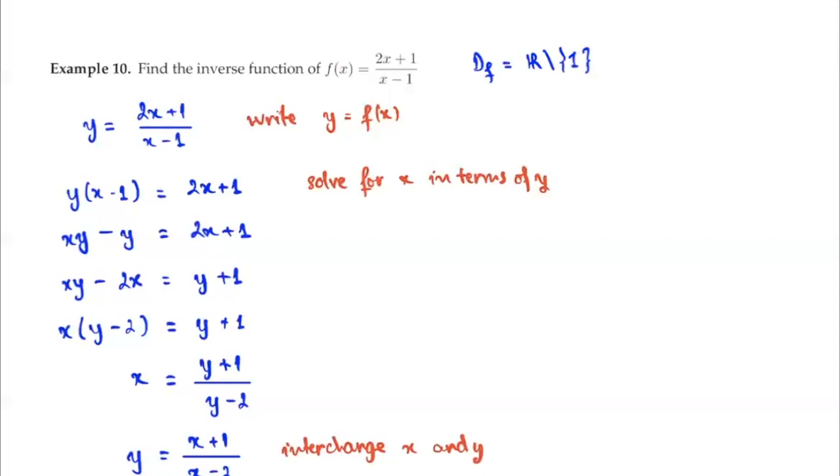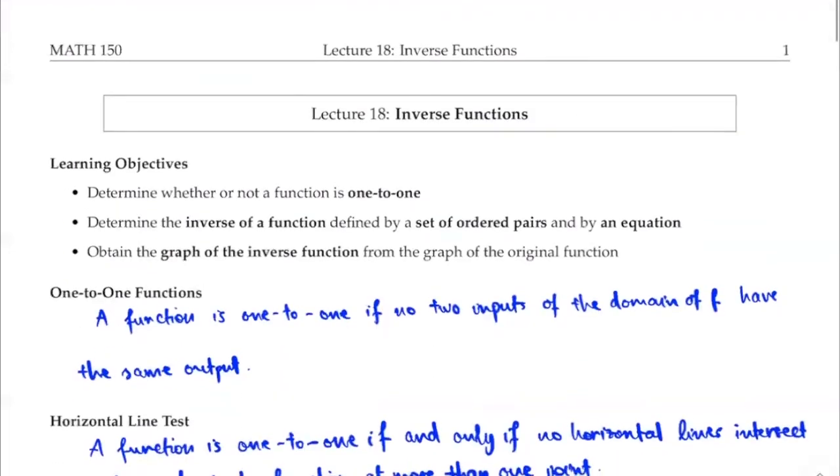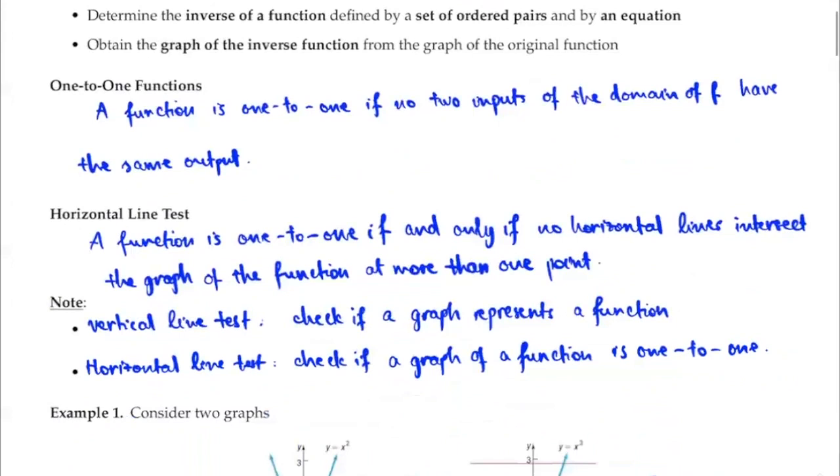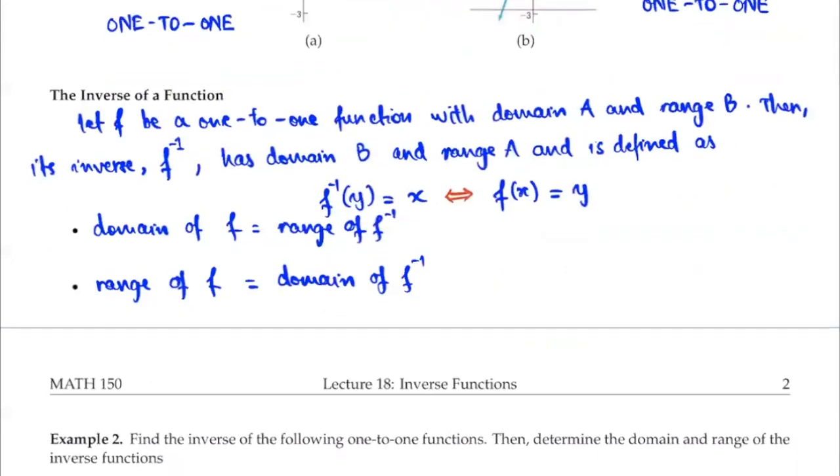So I hope it helped, and this concludes our lecture on inverse functions. So in this lecture, we cover a few topics. We cover how to define a one-to-one function. So again, a one-to-one function is a function where no two inputs of the domain of f have the same output. And graphically, you can identify the graph of a one-to-one function using the horizontal line test. We wrote down the definition of the inverse of a function. So in order to have an inverse function, the function has to be a one-to-one function.